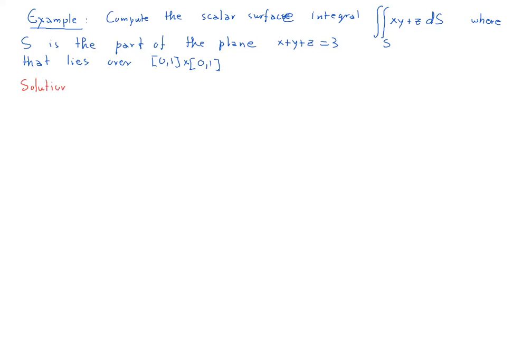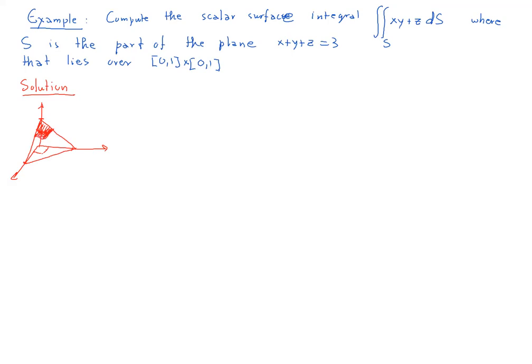So first of all, let's get an idea about what the domain looks like. Here we have this very nice plane that intersects each axis at the point 3. And somewhere here we have the square [0,1] cross [0,1]. So we really want the portion of the plane that lies above [0,1] cross [0,1]. It should be drawn a little larger actually than this, something like this.